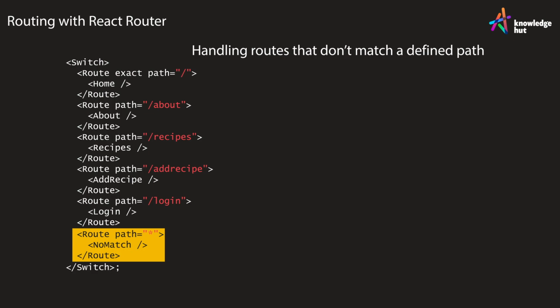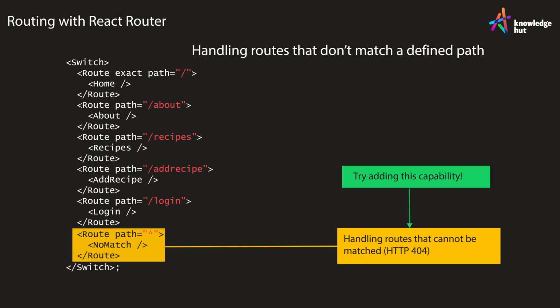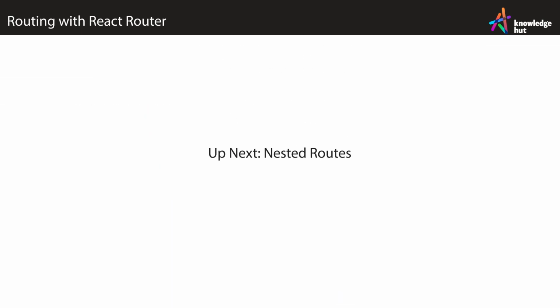The NoMatch component here will be rendered when the Switch component is unable to find a defined route handler component. This is optional. We have not implemented this in our project, so go ahead and try this one out as an assignment. Let's continue working with this example and introduce nested routes in the next video.